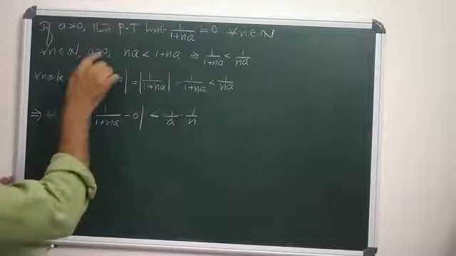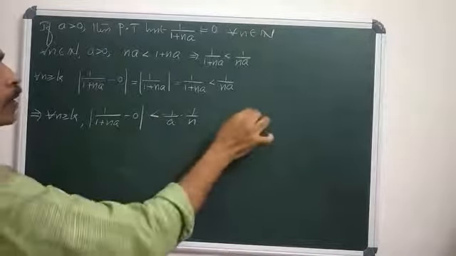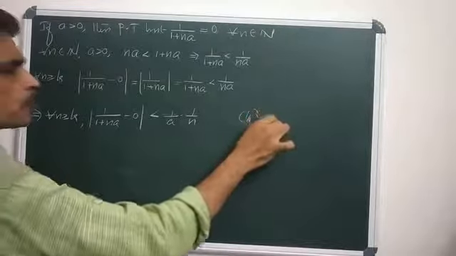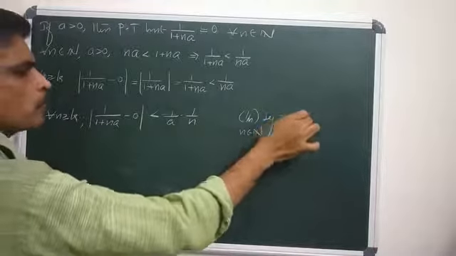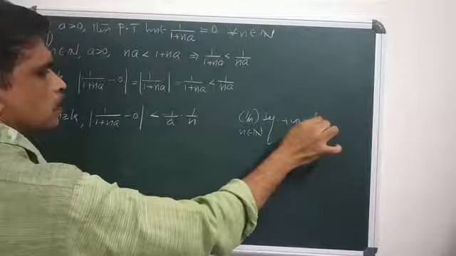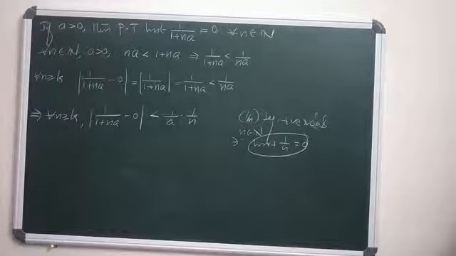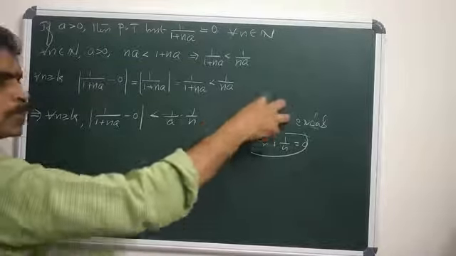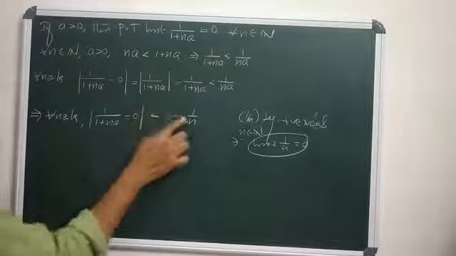Since a is positive, 1 by a is positive. And the sequence 1 by n, since n is a natural number, is nothing but a sequence of positive reals such that the limit of 1 by n equals 0. You know that the limit of 1 by n equals 0; that's already proved. And since a is positive, 1 by a is also positive.